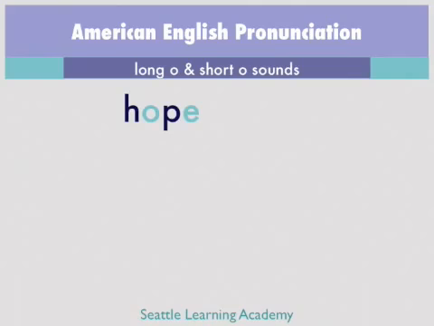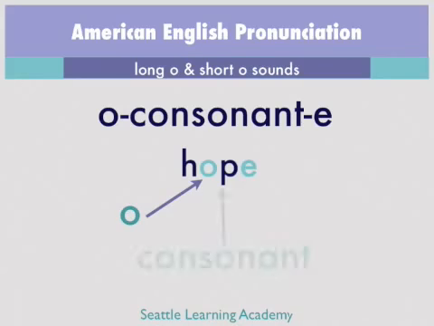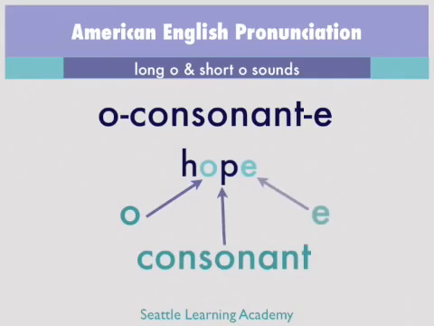Let's look at the word hope with a long O sound. Hope. H-O-P-E. The word hope demonstrates one of the standard long vowel spelling rules, the vowel consonant E rule. The vowel consonant E rule says that when a single vowel is followed by a single consonant and then the letter E, the first vowel is said as a long vowel. The letter E in the vowel consonant E rule is silent.